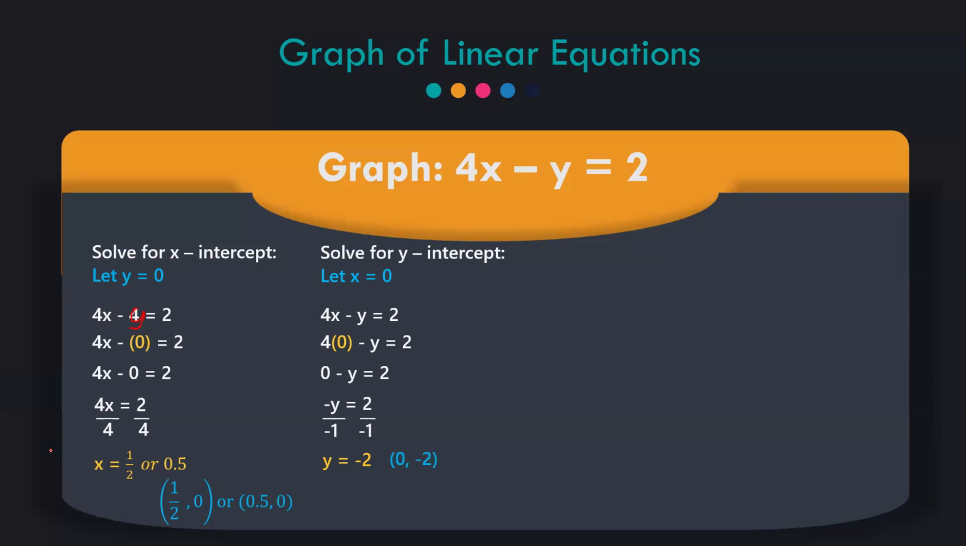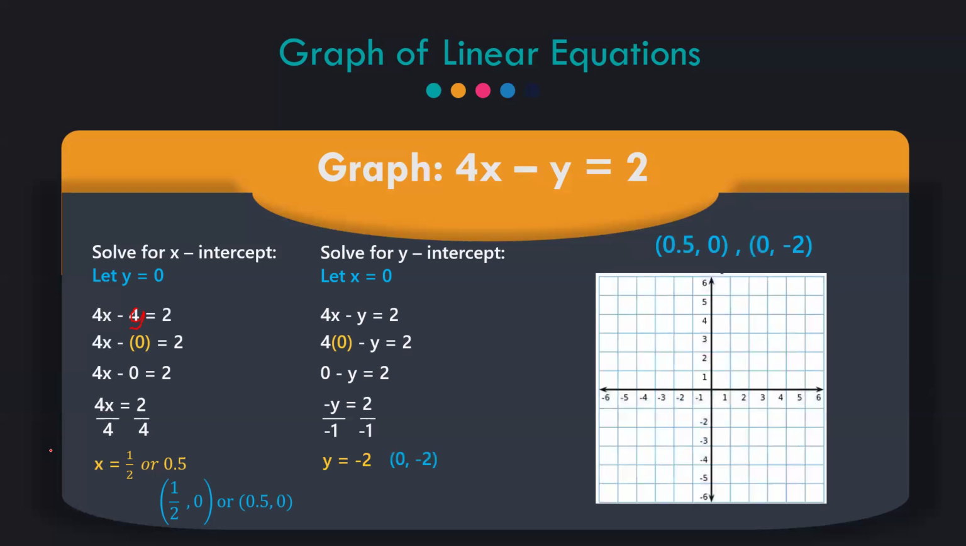And now again, since we already have two coordinates, we can now graph the given equation. So we're going to use 0.5, 0 and 0, negative 2. Again, Cartesian plane. So first is 0.5. So kay x-axis, nasan ba si 0.5? Actually, 0.5, that is between 0 and 1. Tama? Ibig sabihin, nandiyan siya nasa gitna. That is the representation of 0.5, 0 or 1 half, 0. Then after that, for y-axis, 0, negative 2. So negative 2 ni y is here. So plot the point. That is now 0, negative 2.